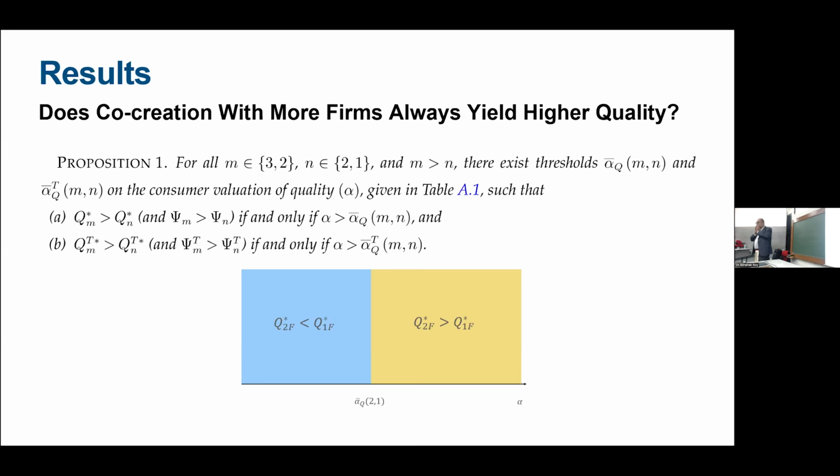Now think about that one firm versus two firm scenario. If it's only the supplier putting in effort, W not being too high impacts the supplier's own effort. The supplier is putting in less effort, that's true. The quality is going to go down.